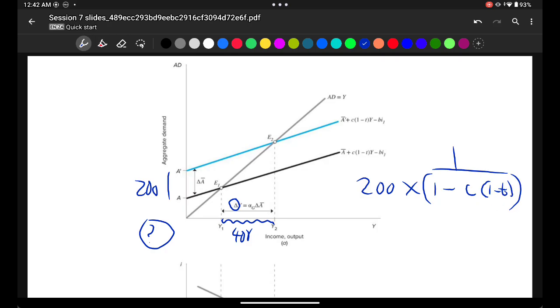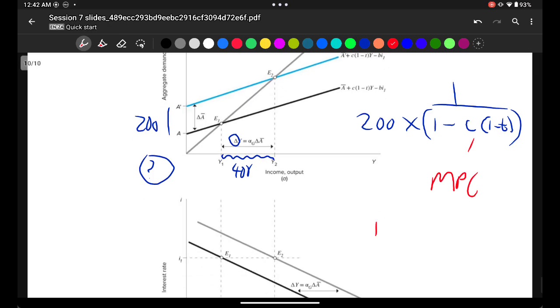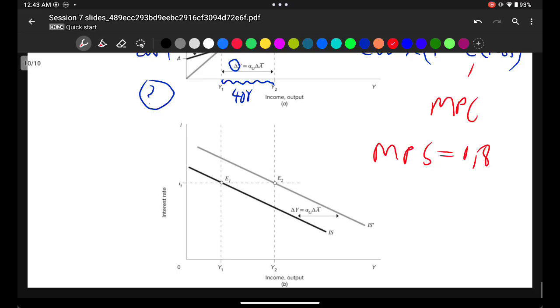T is the tax rate, C is your MPC. Very important, MPC. If they give MPS like 0.8, your MPC will be 0.2, because MPS plus MPC is equal to 1. Marginal propensity to save plus marginal propensity to consume is equal to 1. So they'll trick you over here. Watch out. And yeah, that's session 7.